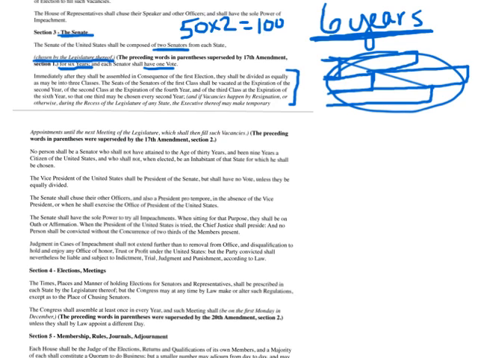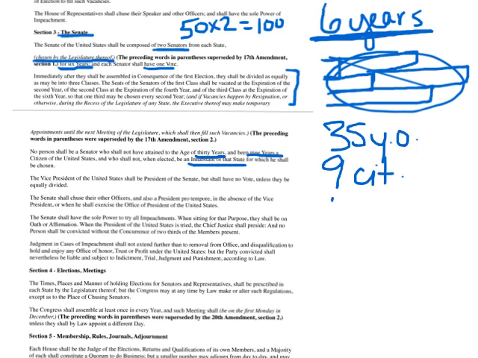But let's go on. The qualifications, too. No person shall be a senator who will not attain the age of 35. So they have to be 35 years old. That's 10 years older than a representative. And been 9 years a citizen. So that's 2 more years than a representative. And shall not, when elected, be an inhabitant of the state. So they still have to be a resident of the state, which shall be chosen.